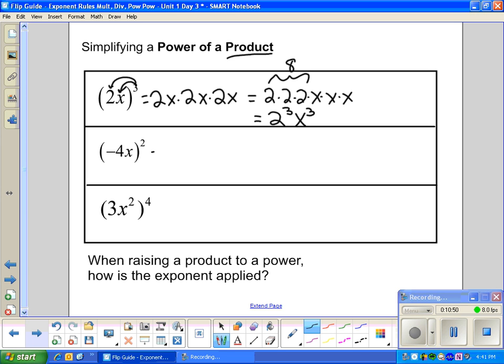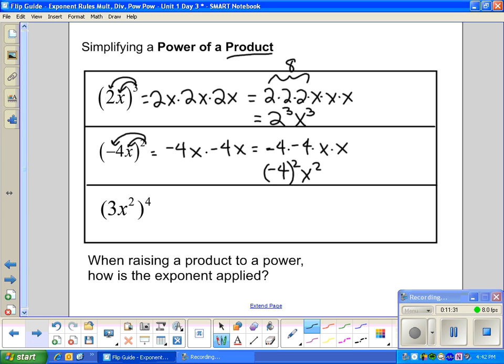Let's try the next one. This will become negative 4x times negative 4x. I'm going to bring my negatives together, so I'll have negative 4 times negative 4 times x times x. Now I'm going to just turn it into the in-between step once again. So this will become negative 4 squared. Remember, it's got to be in parentheses if I'm using exponents. Times x squared. Notice: negative 4 squared times x squared. There's a shortcut that we're discovering.